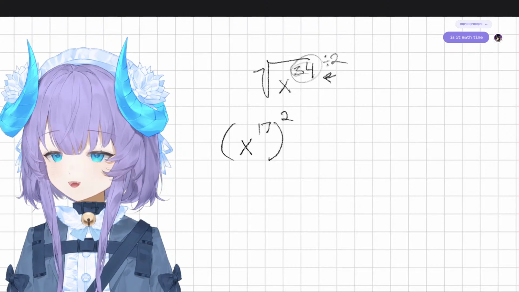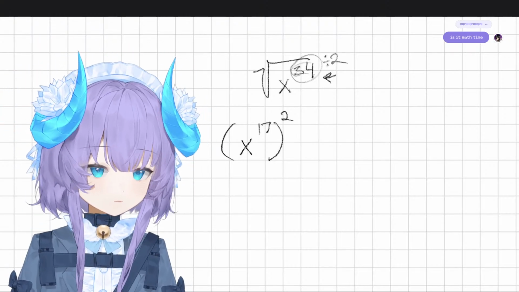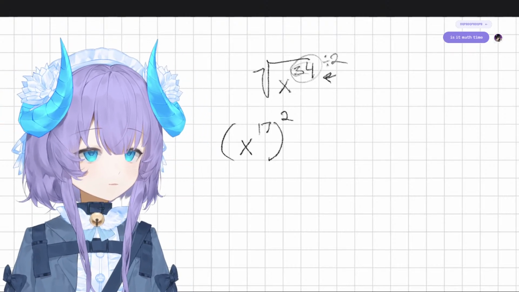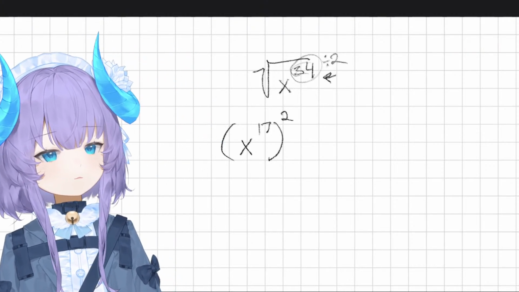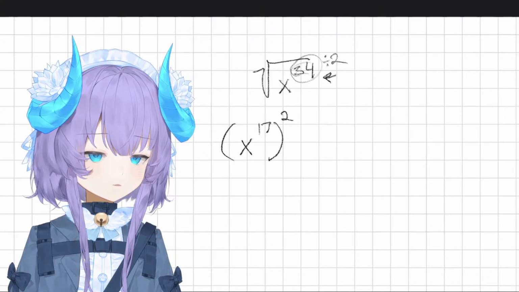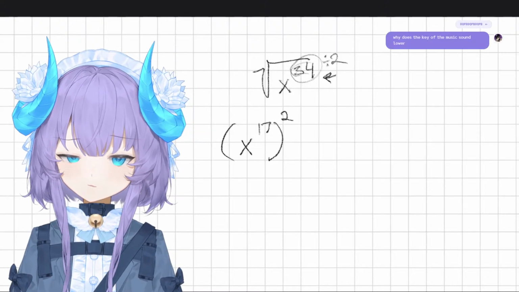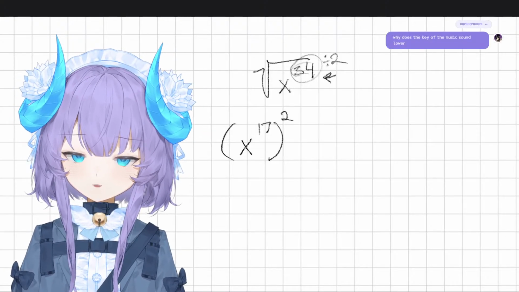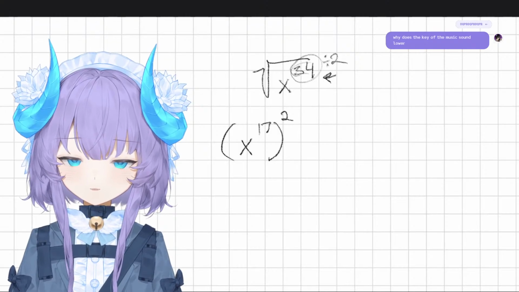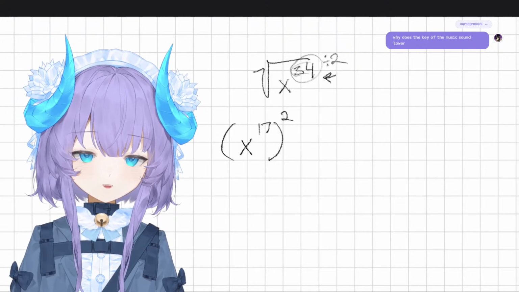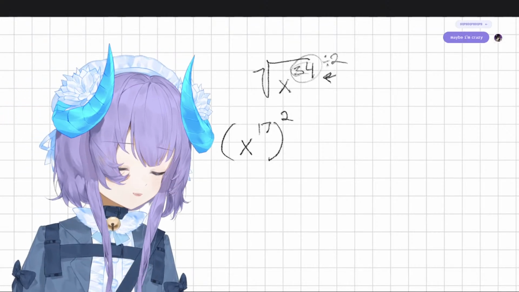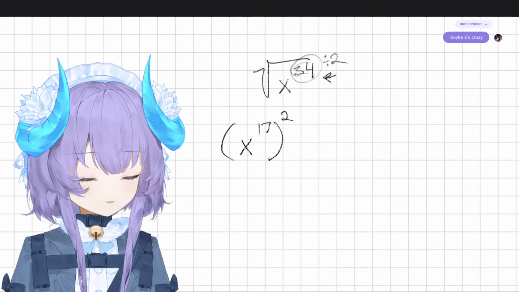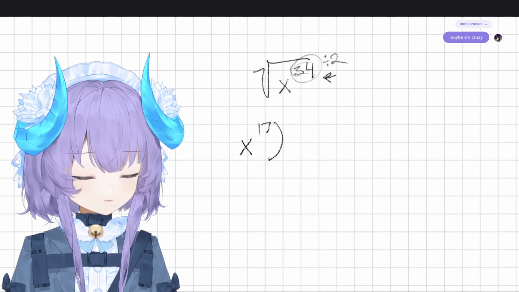Yes, it is math time. Is that not right? Why does the key of the music sound lower? I don't know, man. I can turn up the music a bit if that's what you mean, but this is just background music. So why isn't this correct?